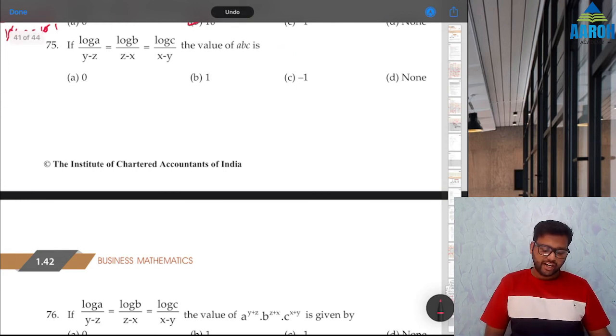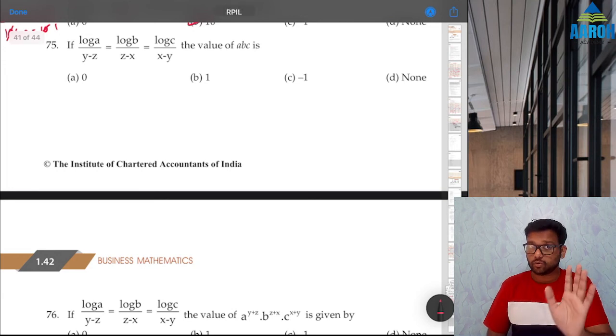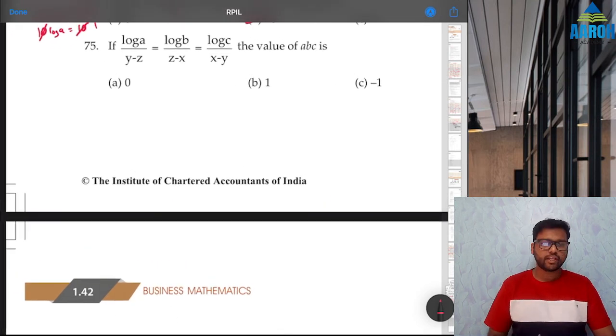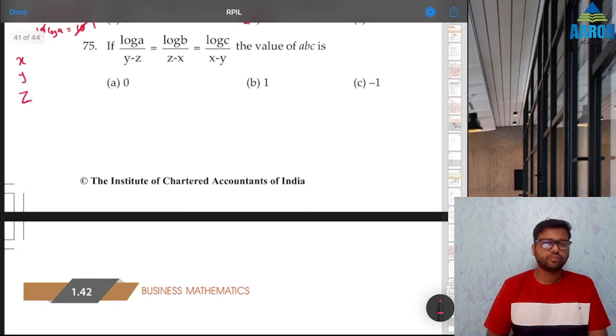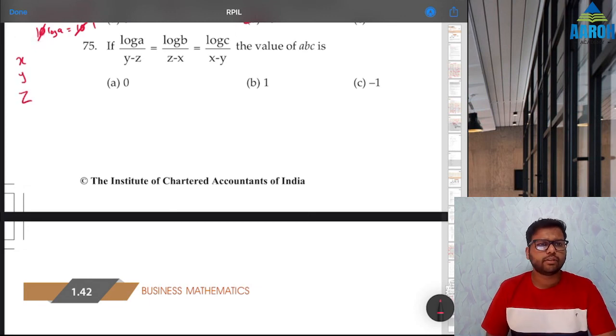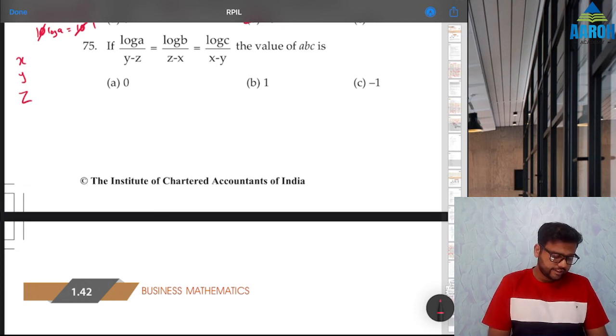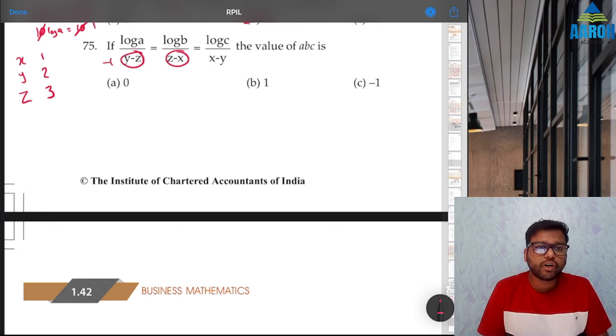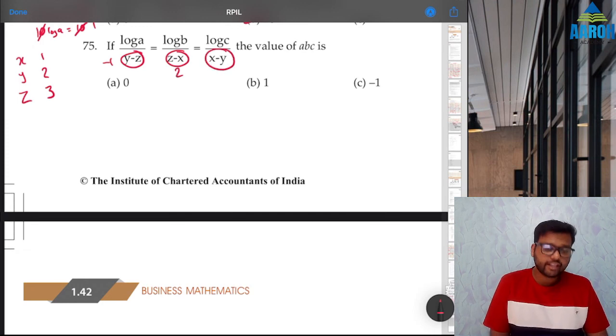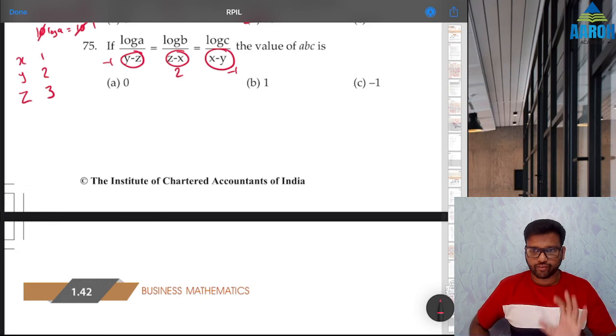Okay, a better way is to assume some numbers. Now concentrate on how to assume numbers. Let's assume xyz as something. Let's say x is 1, y is 2, z is 3. That means this denominator y minus z is going to be what? Minus 1. Z minus x is going to be what? 2. And x minus y is going to be what? Minus 1.